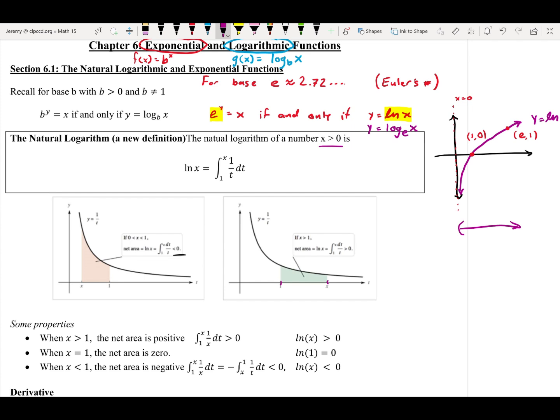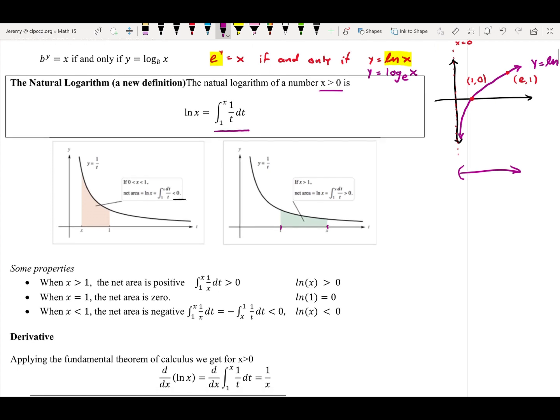So the natural logarithm for a number x greater than 0 is given by this integral, the integral from 1 to x of 1 over t dt. This is very strange and very interesting, but what this tells us is that the natural logarithm of x is actually an area formula. It serves as an area formula. It gives us the area under the curve of y equals 1 over t from 1 up to x.